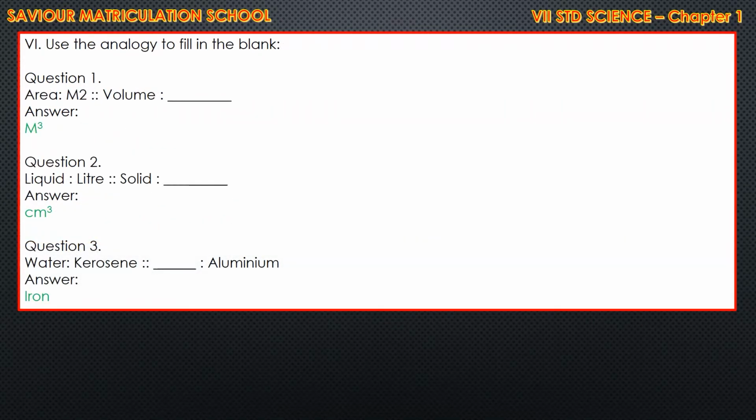Roman number 6, use analogy to fill in the blanks. So for area, it's a square meter, and for the volume, children, cubic meter is the answer. Question 2, liquid is measured in liter, solid in cubic centimeter. Question 3, water, kerosene, and thus iron is aluminium. Okay, aluminium, the answer is iron.